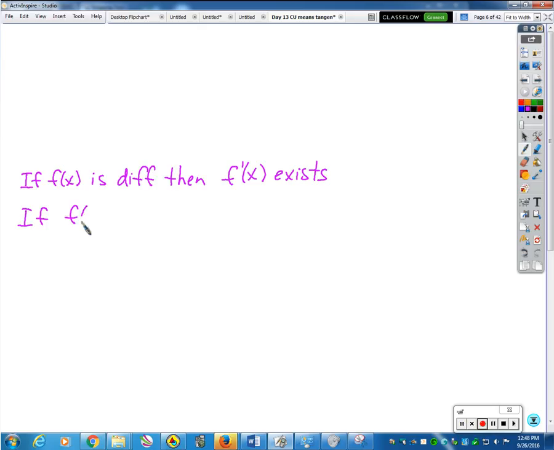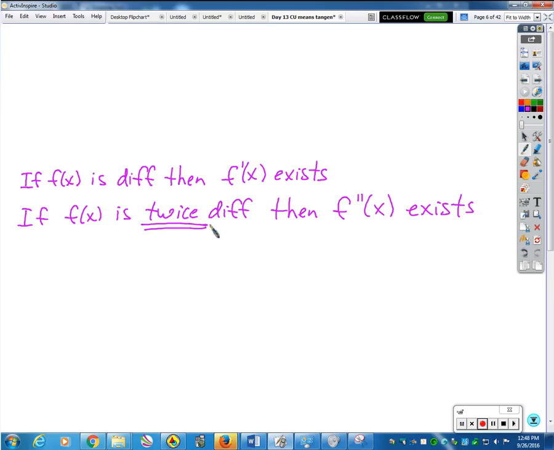If f of x is twice differentiable, then f double prime exists. This idea of being twice differentiable shows up in a lot of AP questions. Make sure you memorize what that means. So if f is differentiable, f prime exists. If f of x is twice differentiable, then f double prime exists.